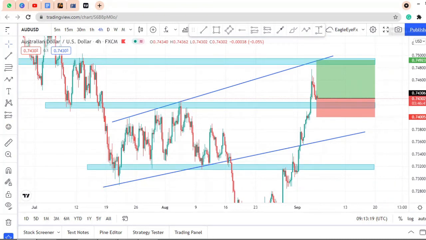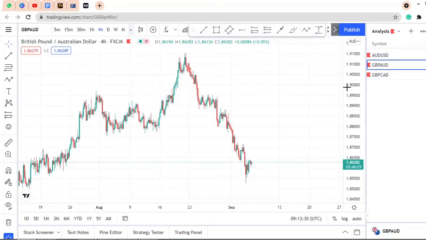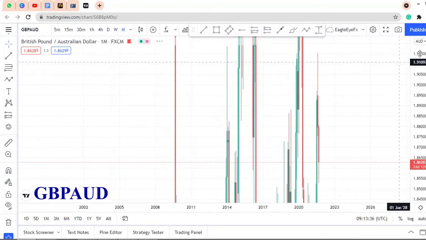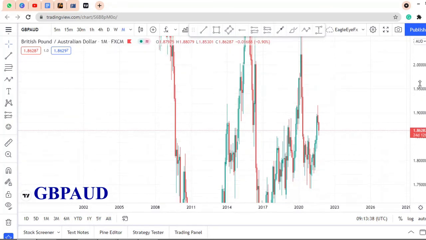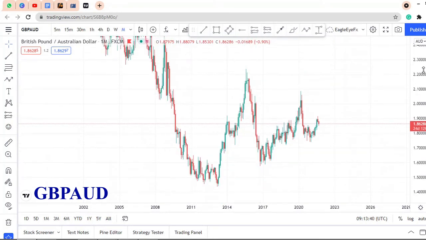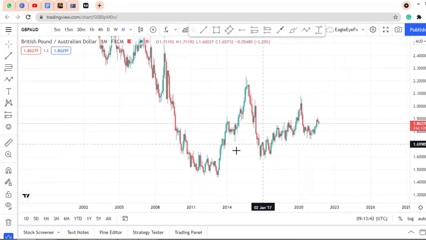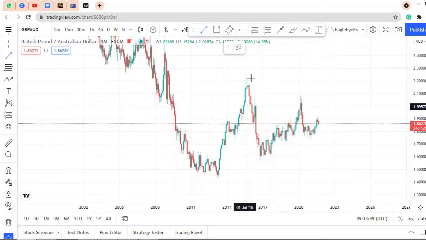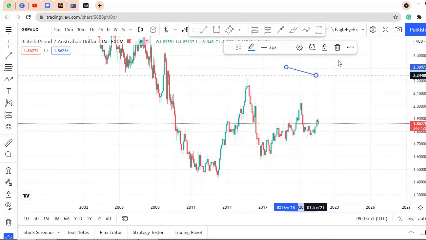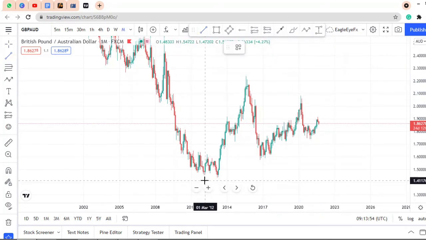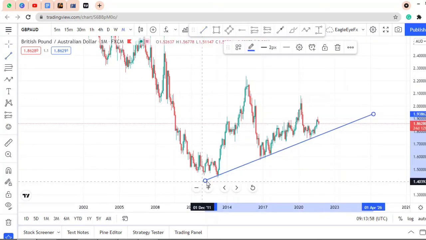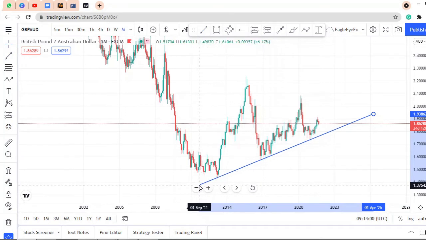Right, let's go to our next pair, which is Gbpaud. So we start from the monthly time frame to try and find the general move, right? And from that, you can already see that Gbpaud is on a bullish movement. Sorry for that. So you see that Gbpaud is really on an upward trend like that.